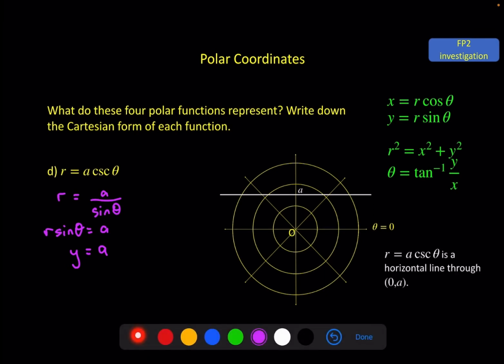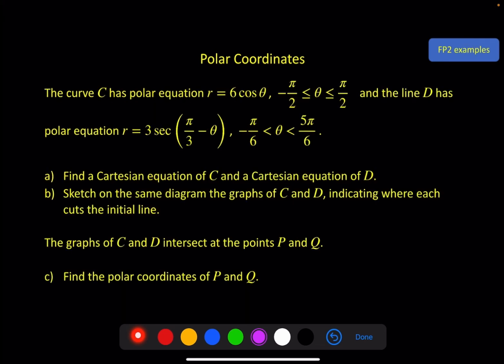So there are a few examples of some very simple polar functions, changing them into Cartesian form. I have a slightly more complicated example to finish with, and then we'll look for the next video before we do the exercise. The curve C has polar equation this, and we know what that is now, we just did that, with this angle here, and the line D has polar equation this, and this is the angle here.